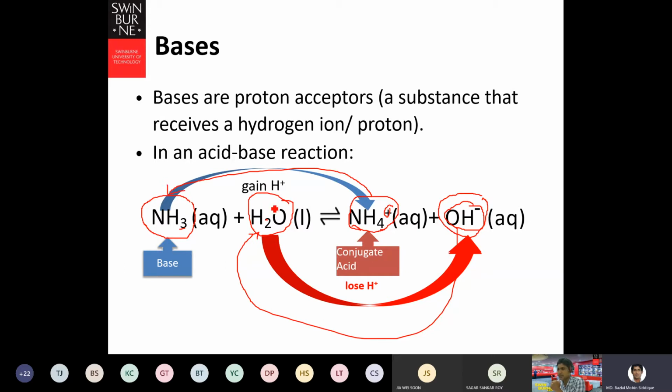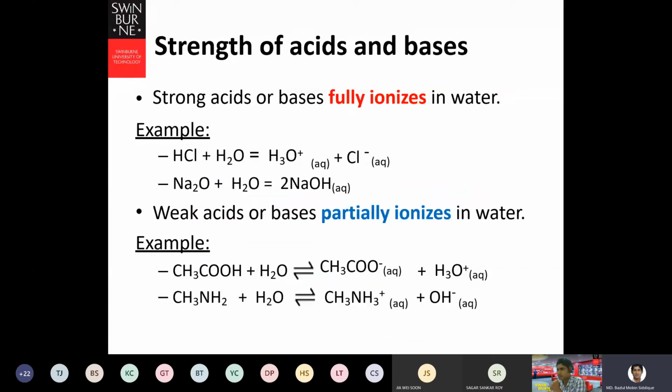Because it can lose one hydrogen later on, if need be, and this hydroxyl can also take up one hydrogen. Hydroxyl, OH negative, can also take up one hydrogen, so this is a base, right? So now how do we know the strength of an acid and base?